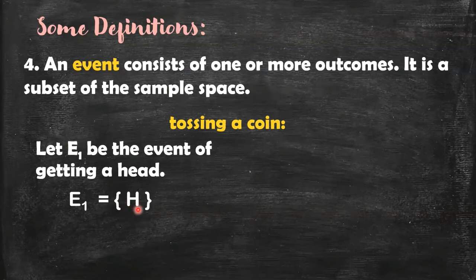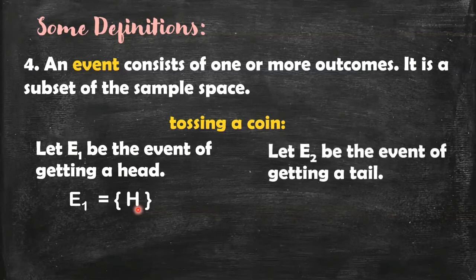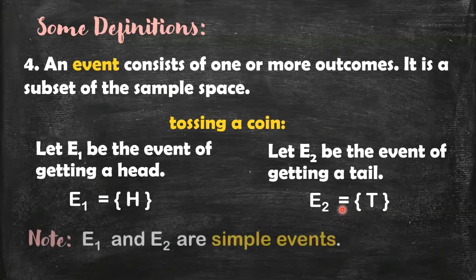Alright? Okay, let's have another event. Let's say we have E sub 2. Okay, let E sub 2 be the event of getting a tail. Okay? So, your E sub 2, your second event, looks like this one. It is a set containing T. Okay? And I have a note here. Your E sub 1 and E sub 2, they are both simple events because isang outcome lang ang kino-contain nila.